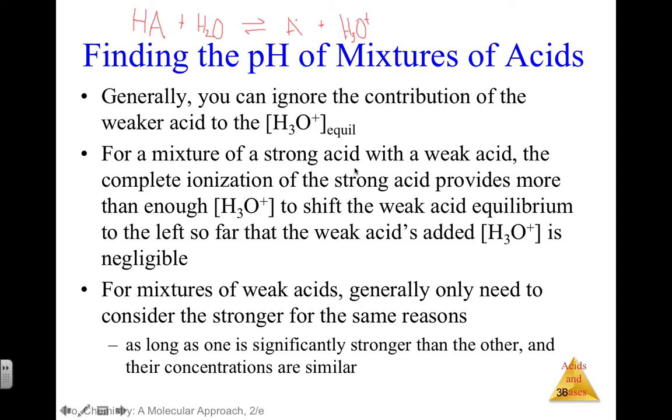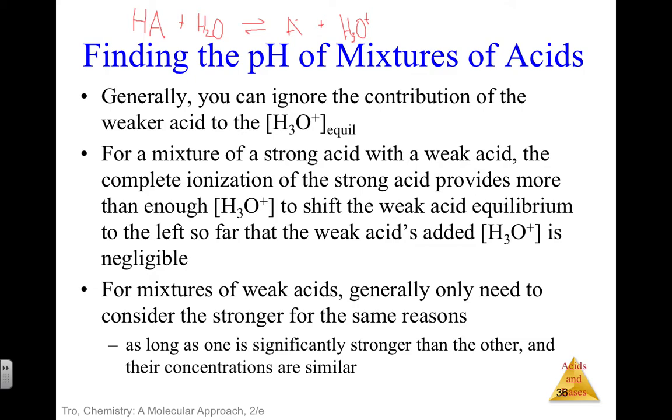Two scenarios. One acid is strong and the other is weak: focus on the hydronium concentration produced from the strong acid. You've got two weak acids: focus on the hydronium concentration produced by the stronger of the two weak acids.